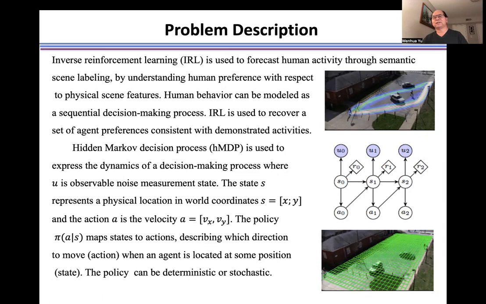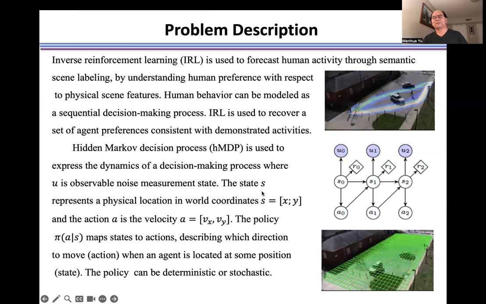To use inverse reinforcement learning, we first need to formulate the problem as a Markov decision process. In the regular Markov decision process, we have an agent at state S that takes action A and receives the reward R. And now, to describe the uncertainty, we introduce one more element, called a noisy measurement state.